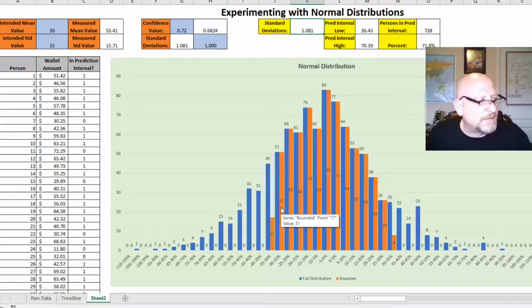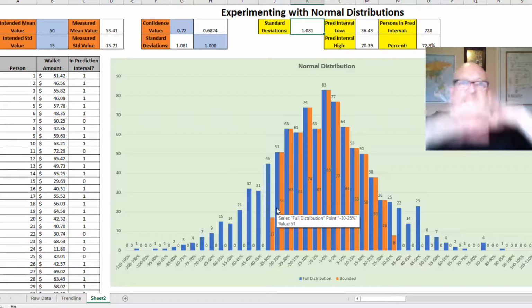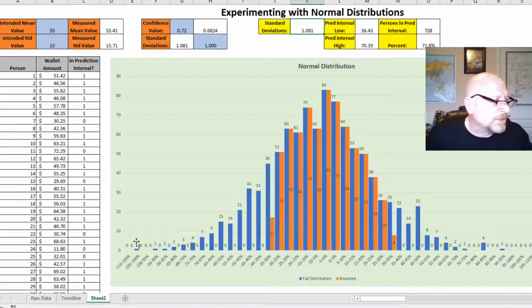Now I've got some brown bars, I've got some blue bars. The brown bars, ignore for right now, I'll tell you that in about 2 minutes. The blue bars is the full distribution, all the way from the smallest amount to the largest amount. Okay, and so you can see this nice kind of bell curve.